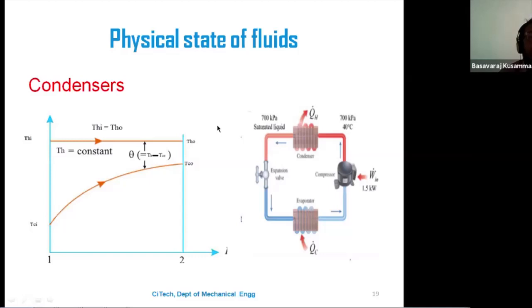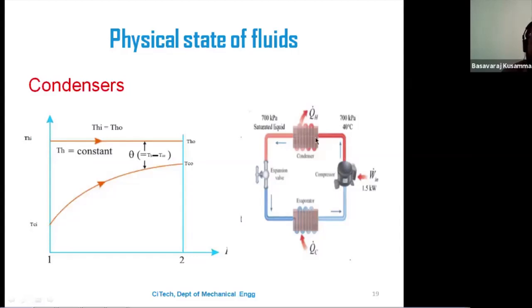So we are classifying the heat exchanger: one is called a condenser and the other is called the evaporator. You can ask, what is the condenser? I think in the refrigeration part you saw the condenser. Whatever heat is extracted in the evaporator becomes the heat input to the system. This goes to the compressor, where the pressurization takes place.